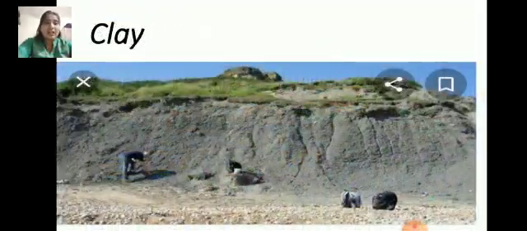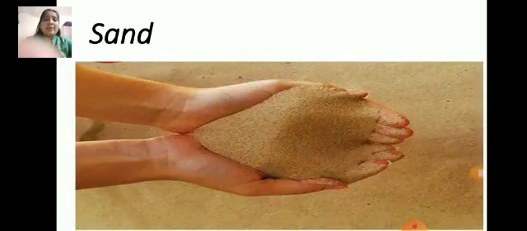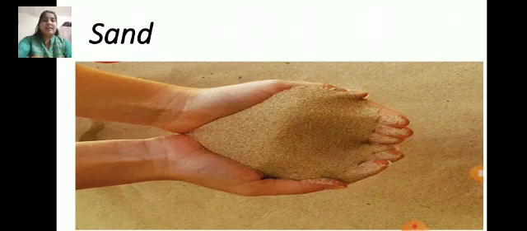Yes, this is called clay. See, children, you know clay, you are using it for making toys also, and for pre-primary children we use clay to teach them. Yes, clay is also used in building materials. We know all these things. Okay, so these are clay. So see, soil is not only made up of minerals, it is also made up of clay, sand.